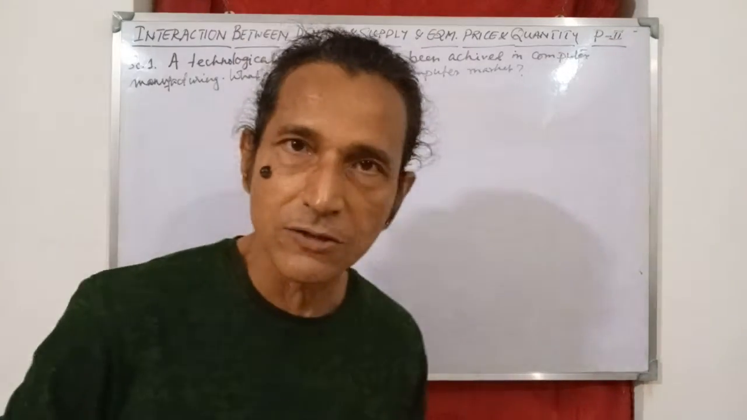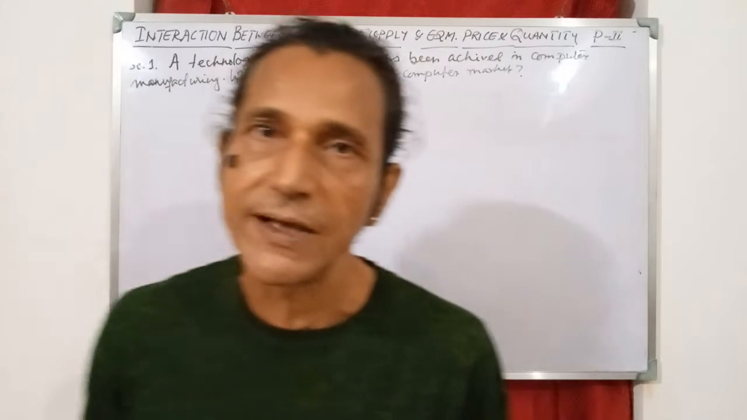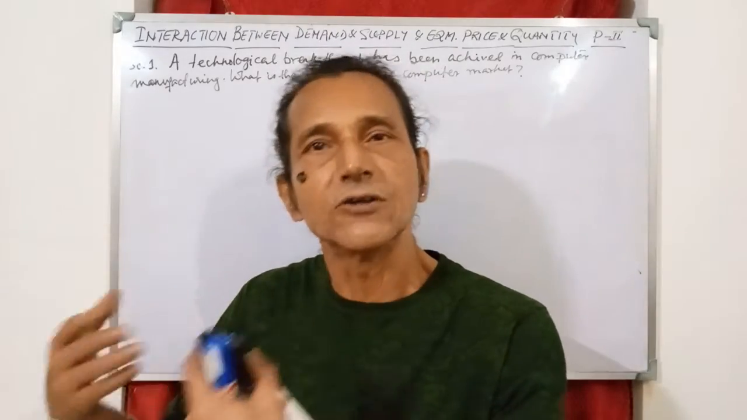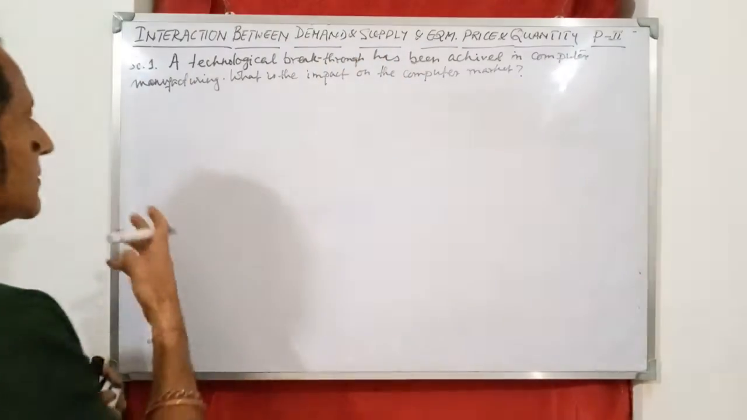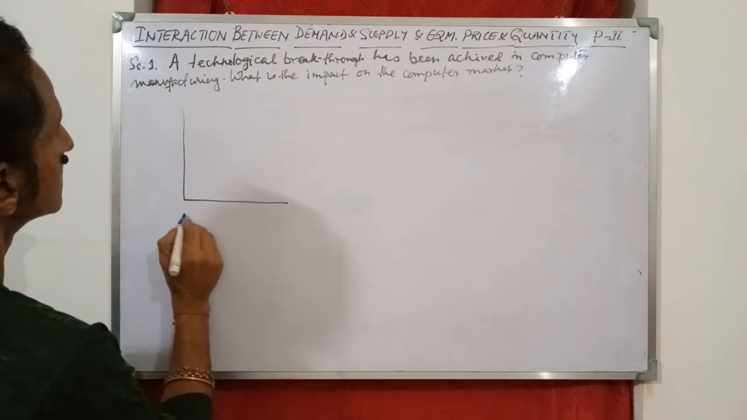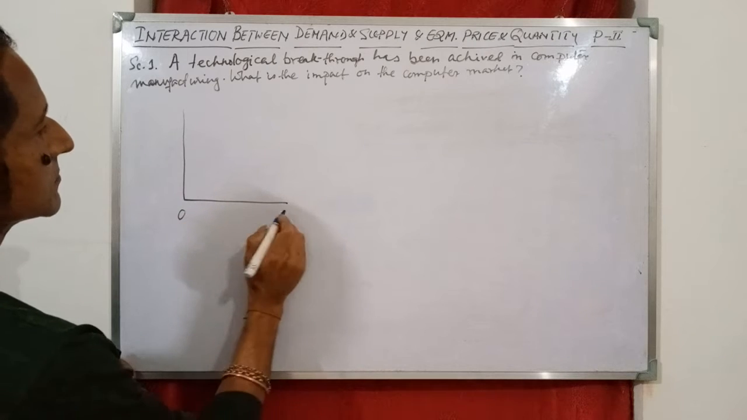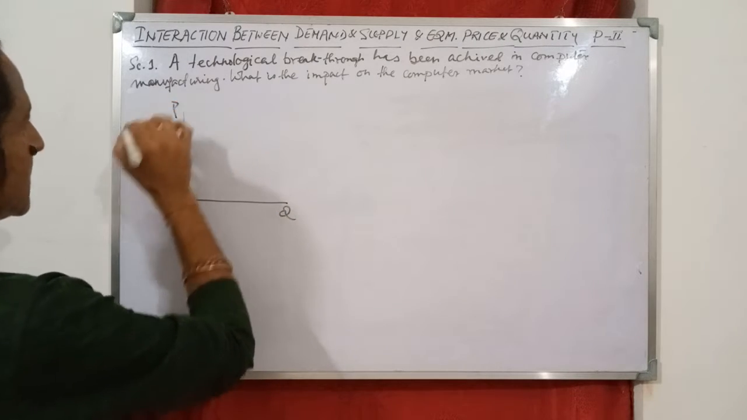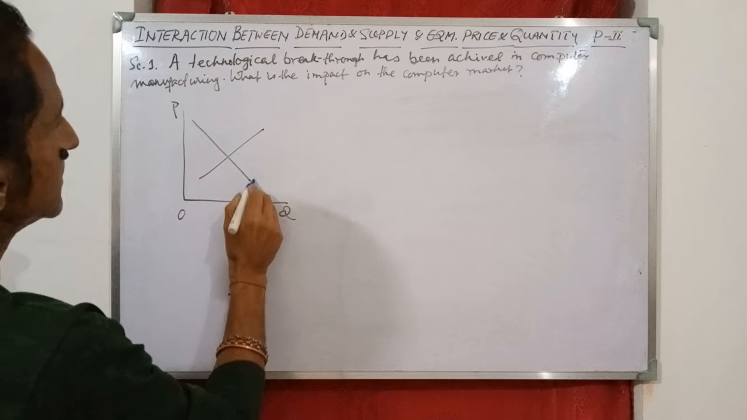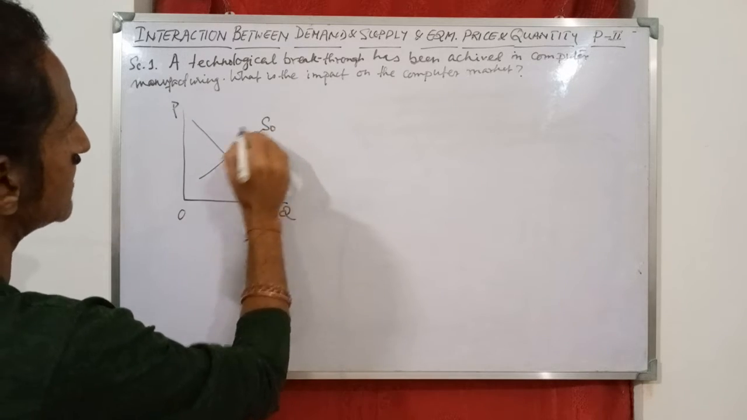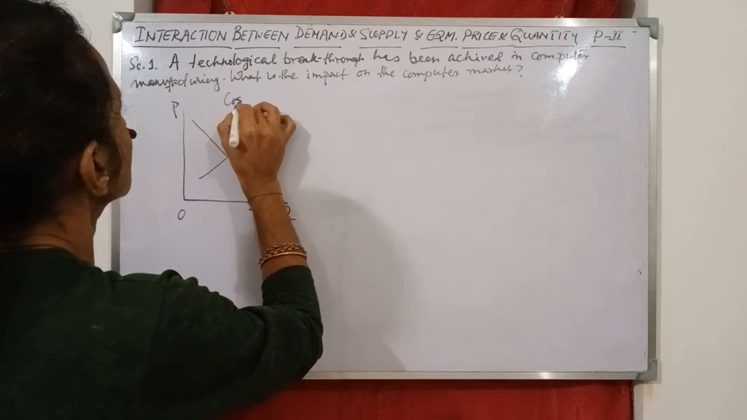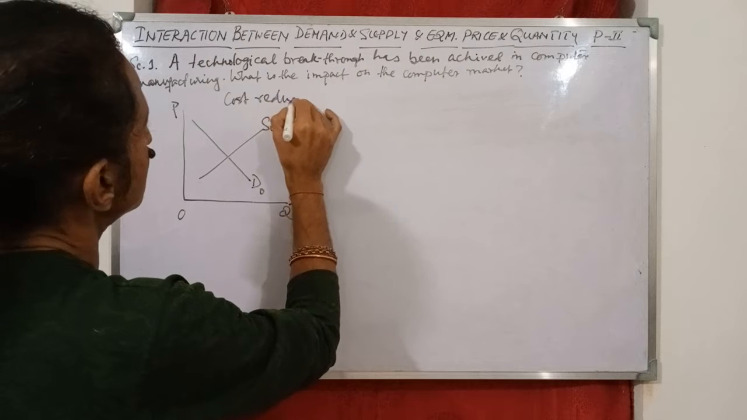And another thing you should remember, that you start with the assumption that the market is in equilibrium. Okay, then you incorporate the change. So on x-axis we measure quantity and on y-axis we measure price. And let D sub 0 and S sub 0 be the demand and supply curve in the computer market. We are considering cost reduction only.